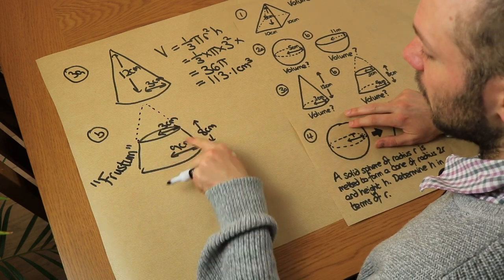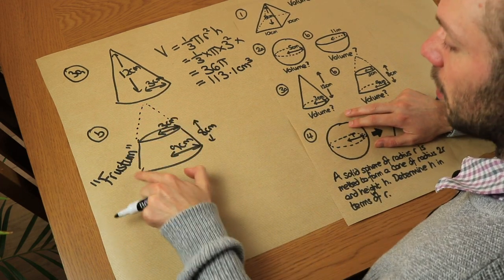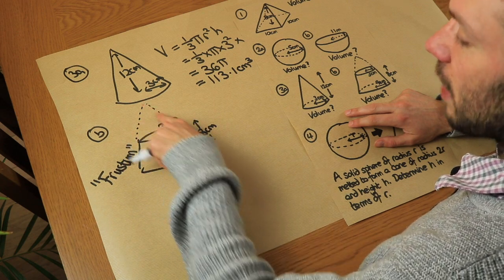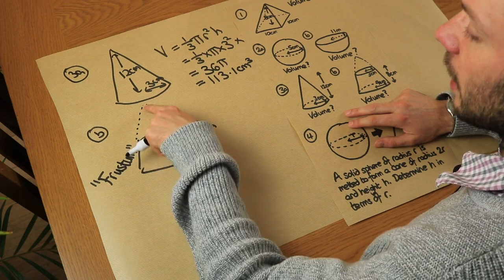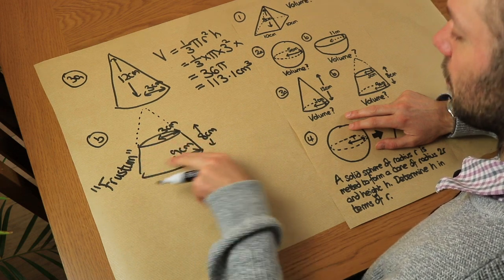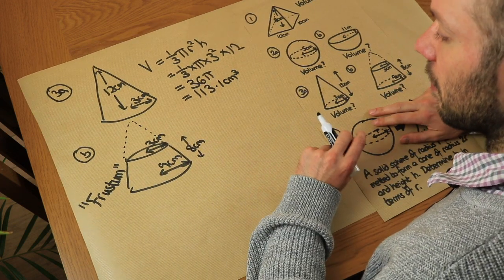And the way we can find the volume of this frustum is to start with the volume of the whole cone and just subtract that sort of imaginary cone at the top. And that would leave this volume here, wouldn't it? So let's find the volume of the whole cone.